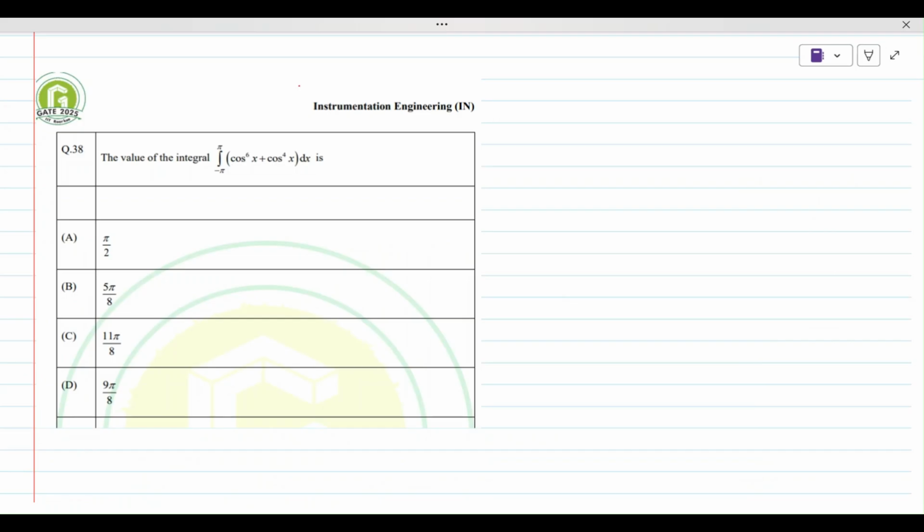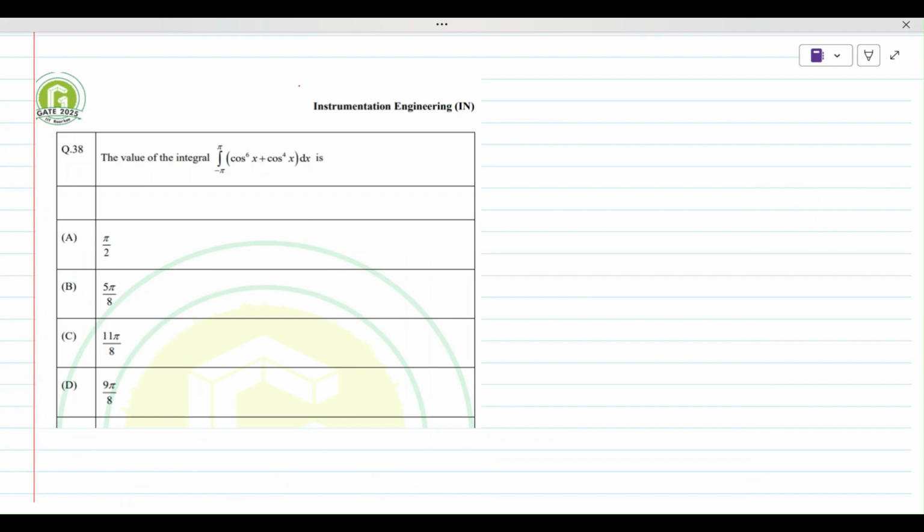Today, we are going to discuss three very important questions from Instrumentation Engineering GATE 2025. In the first question, we are going to find the integral from minus pi to pi of cos raised to power 6x plus cos raised to power 4x dx. We are going to apply three formulas here one by one. How are we going to use those formulas?